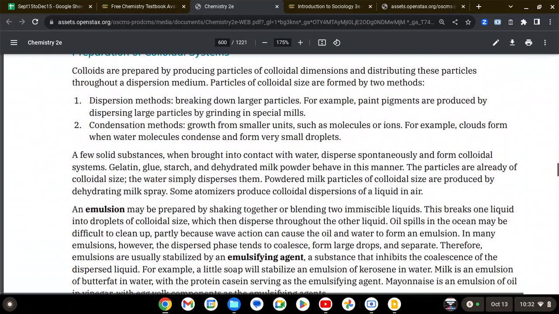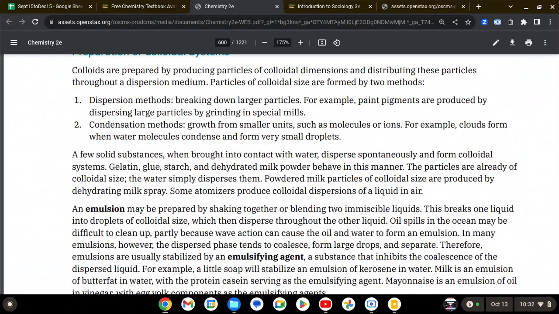Preparation of colloidal systems. Colloids are prepared by producing particles of colloidal dimensions and distributing these particles throughout a dispersion medium. Particles of colloidal size are formed by two methods. One, dispersion methods, breaking down larger particles. For example, paint pigments are produced by dispersing large particles by grinding in special mills. And two, condensation methods, growth from smaller units such as molecules or ions. For example, clouds form when water molecules condense and form very small droplets.